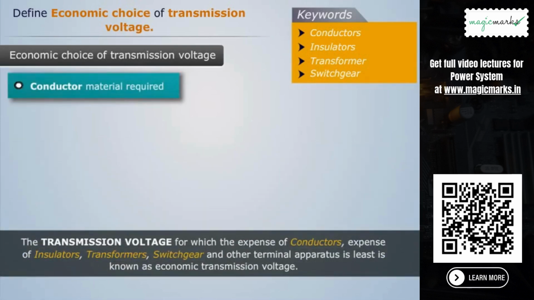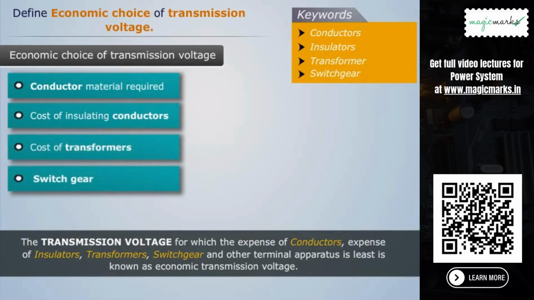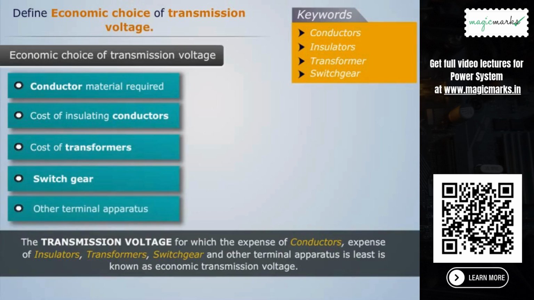If transmission voltage is increased, the volume of conductor material needed is diminished. But as the transmission voltage is increased, the expense of insulating the conductors, and the expense of transformers, switchgear and other terminal devices additionally increases.